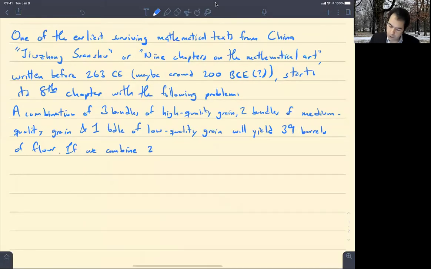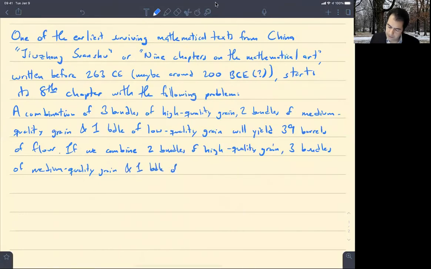If we combine two bundles of high quality grain, three bundles of medium quality grain and one bundle of low quality grain, we obtain 34 barrels of flour.